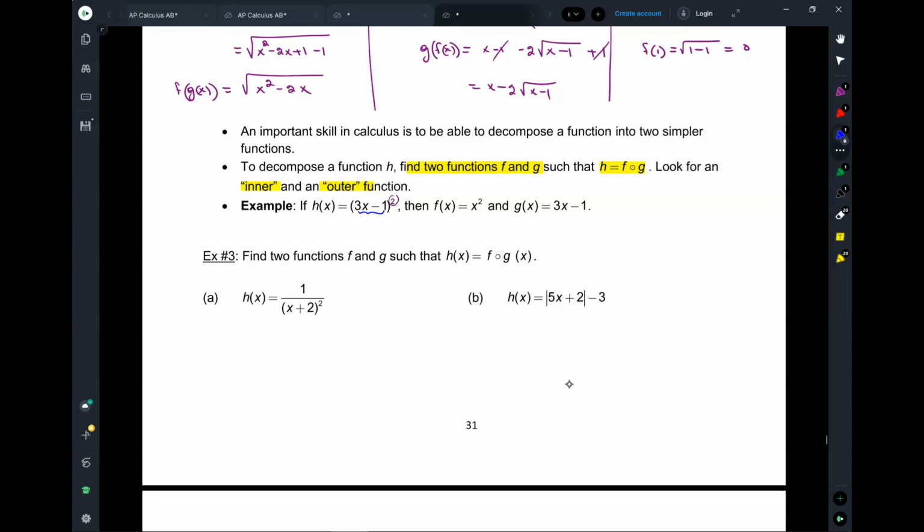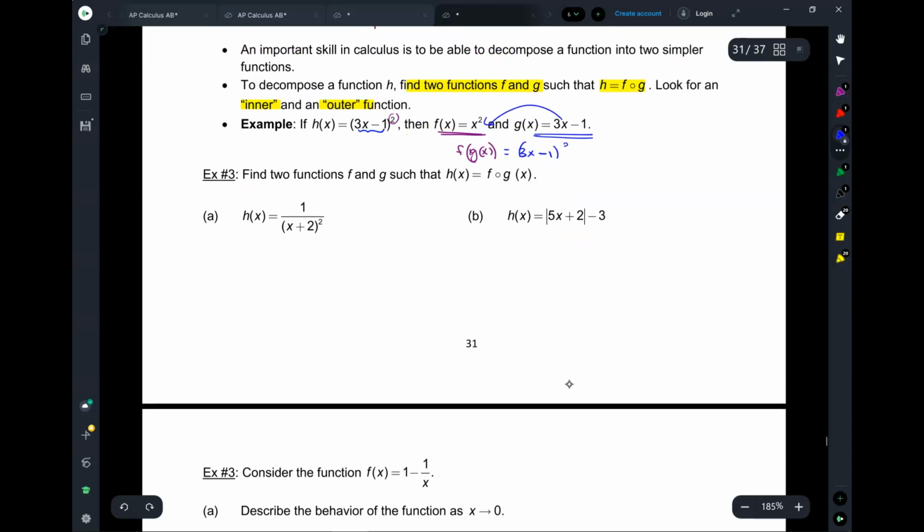So is it kind of like the parent function? Kind of, but you now have two different types of parent functions, right? So f of x then will be x squared, and g of x will be 3x minus 1. And just as a check, if I were to find f of g of x, then the 3x minus 1 will go in here, and it will be 3x minus 1 squared, right? So that's what we're doing.